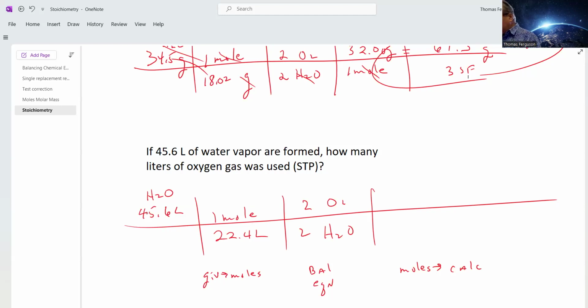In this case, we're looking at liters. Okay, now look at everything. Liters cancel, moles cancel, water cancel. So we're left with liters of oxygen gas. And what are we trying to calculate? Liters of oxygen gas.